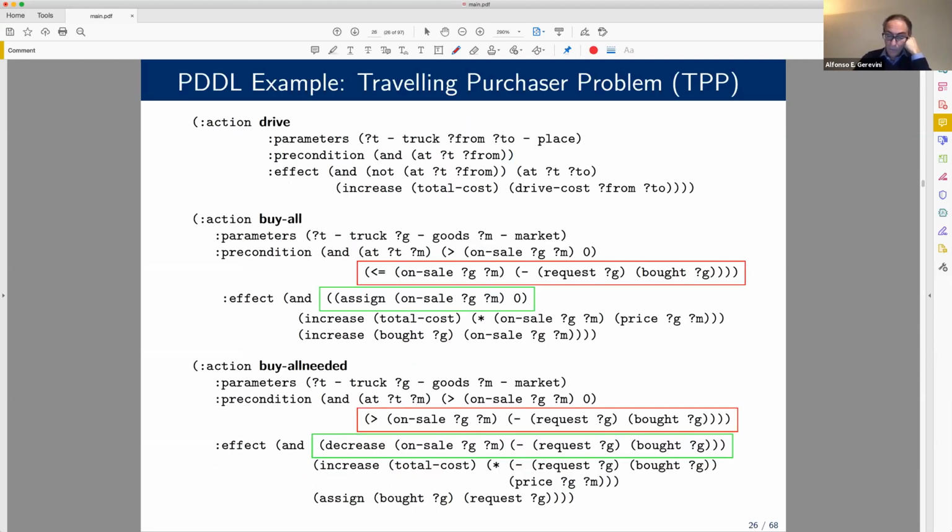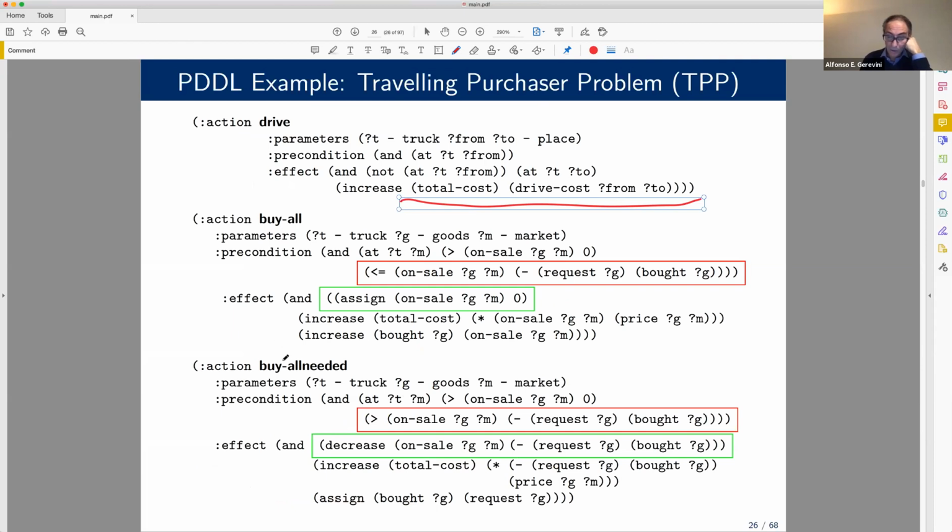Okay, so in PDDL, this is relatively easy to formalize because we have only 3 types of actions: drive, buy all, and buy all needed. Drive is used to move the trucks from one location to another location and increases the total cost by the cost of driving between the 2 locations.